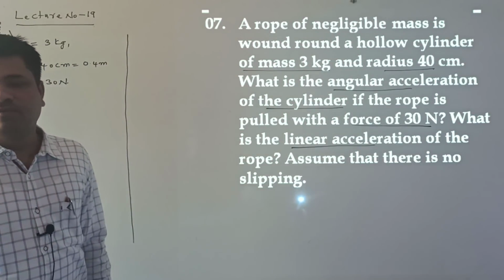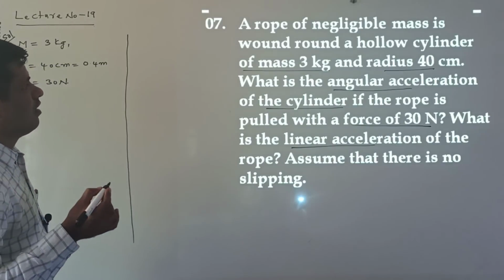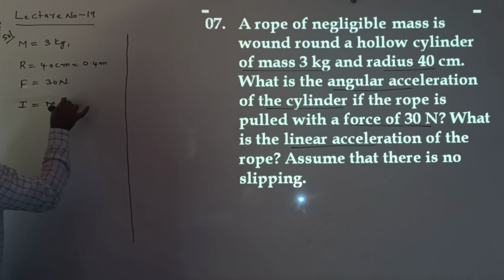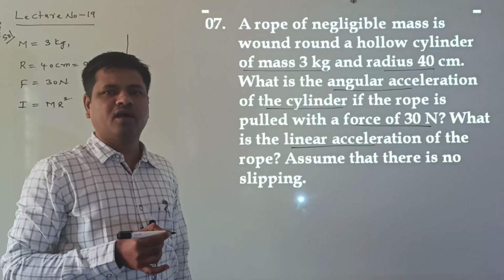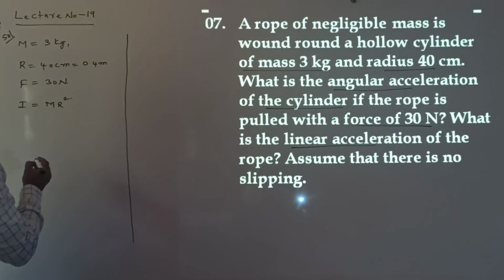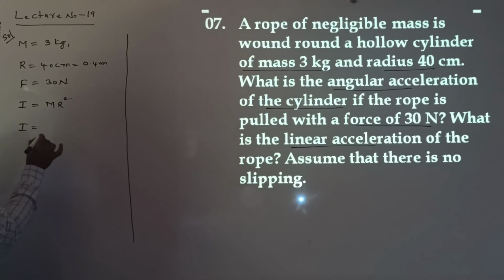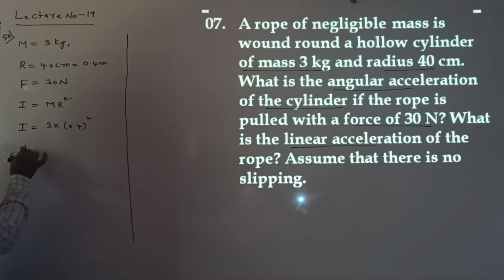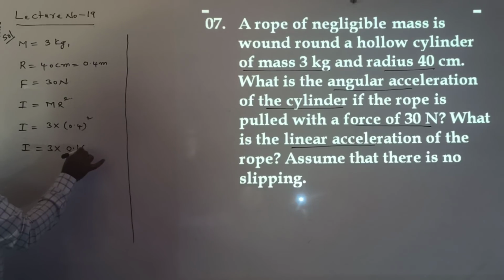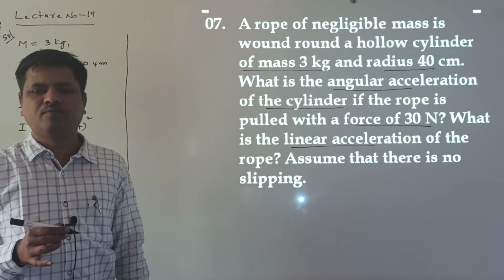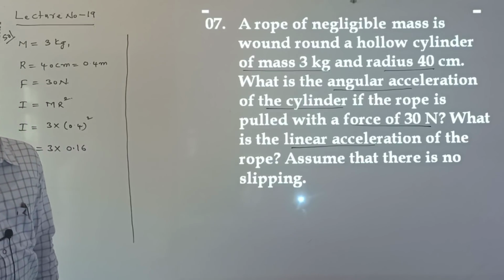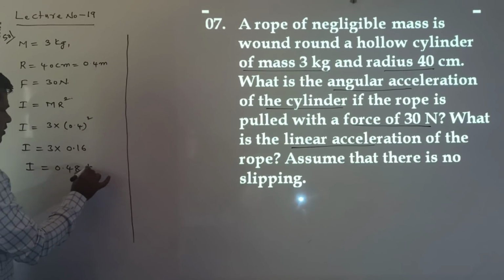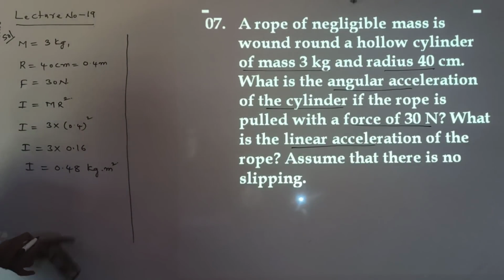First of all, I want to find the moment of inertia of the hollow cylinder. The moment of inertia of a hollow cylinder is MR square. This is the same as the moment of inertia of a ring. So I is equal to mass 3 into radius 0.4 whole square. I is equal to 3 into 0.4 whole square, 0.4 into 0.4 is 0.16. So the moment of inertia is equal to 0.48 kg meter square. This is the moment of inertia of the hollow cylinder.